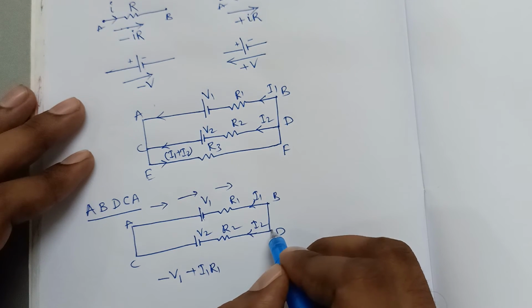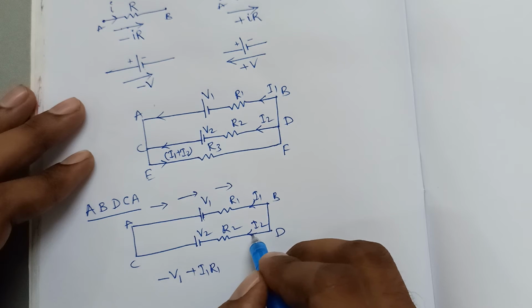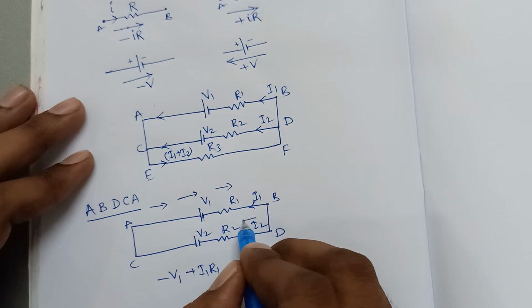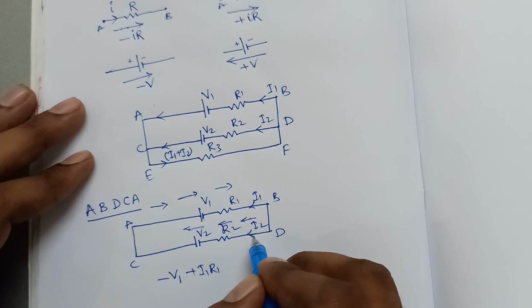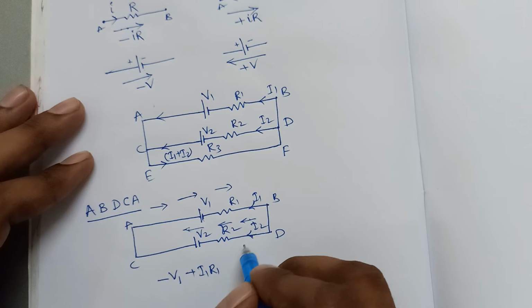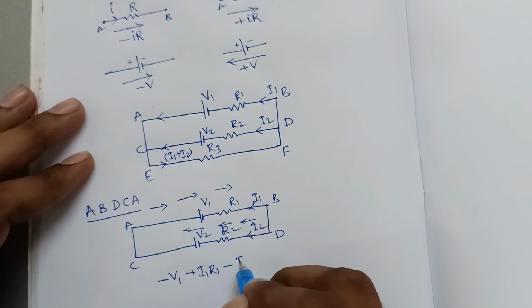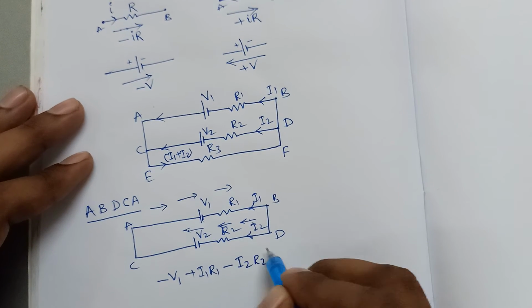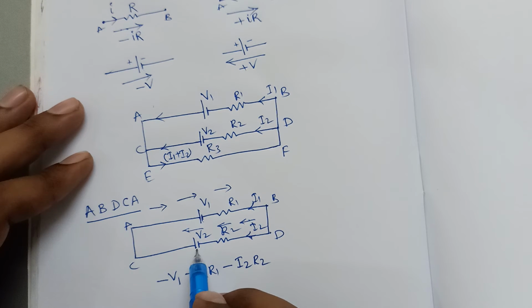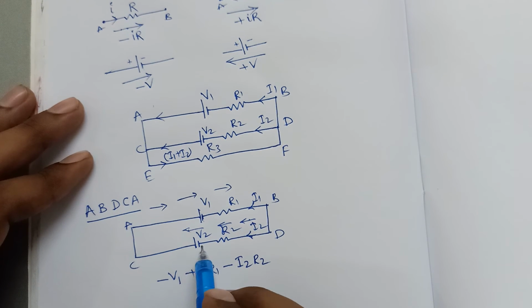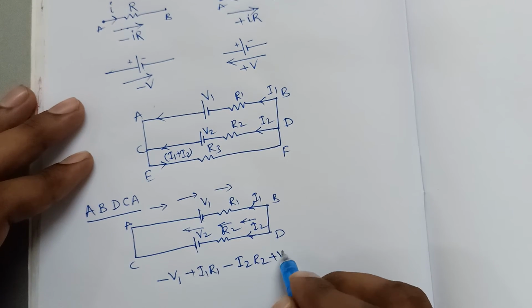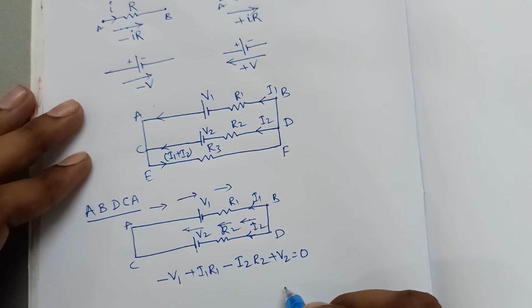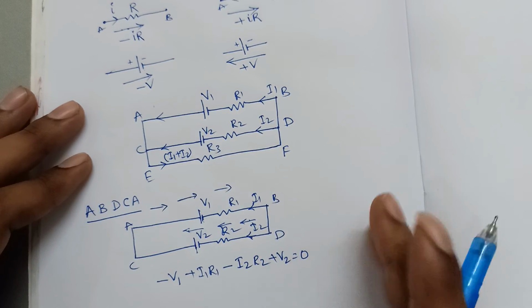From B to D nothing is there. Then we move along the direction of I2. Our assumption direction and the current direction are both the same, so we consider it as minus I2 R2. At the cell V2 we are moving towards the positive terminal, so we take it as plus V2. It will be equal to 0. So this is one loop.